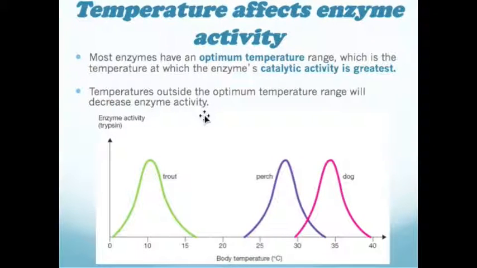So here are three different enzymes found in dogs, perch, and trout. The optimal body temperature of trout is roughly 10 degrees. In perch, it's 20-something degrees. In dogs, it's about 35. So you can see how these enzymes have evolved over time to work better in different body temperatures.